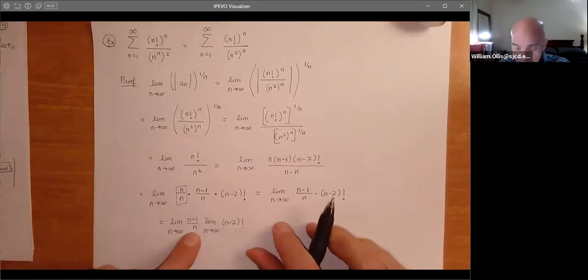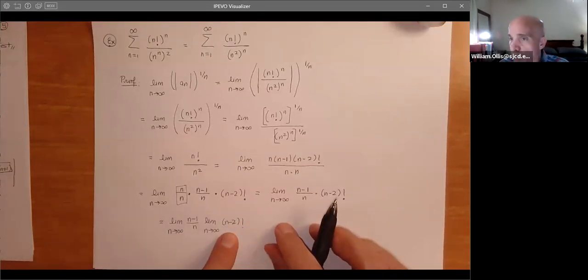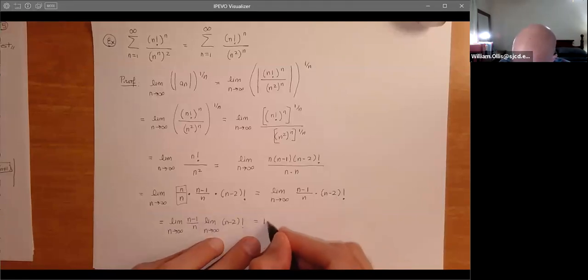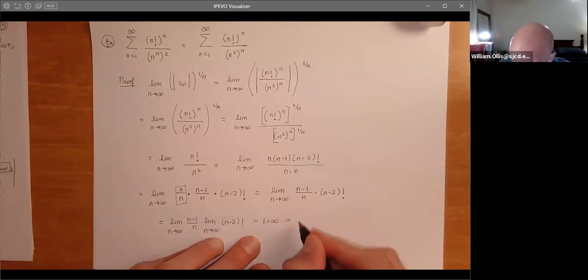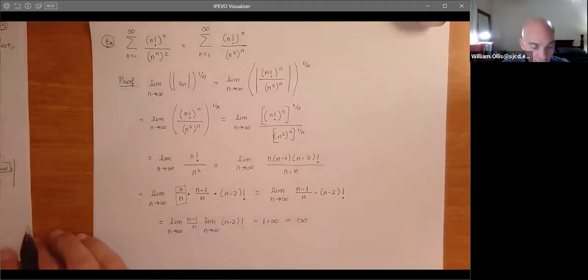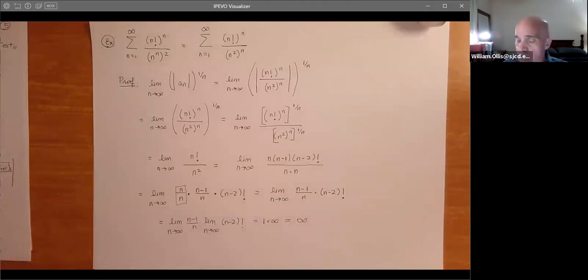Now, of course, this is just 1, but the factorial clearly diverges to infinity. So this is just 1 times infinity, which is clearly infinity. Now, this is not a surprise. There is no surprise to this whatsoever. We look at this and say, we didn't think this would converge. But again, n to the n is a strong candidate as far as rate of growth.